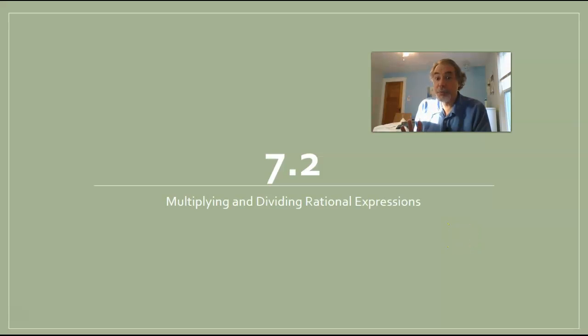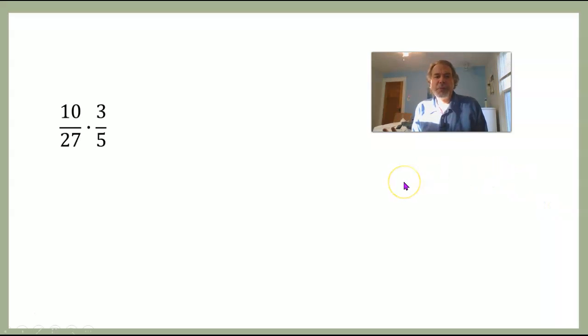Let's do some multiplying and dividing rational expressions. First, multiplying. How do you multiply fractions? Like, what if you need to multiply 10/27 times 3/5? Well, multiplying fractions is one of the easiest things you can do with them, because you just multiply together the numerators and you multiply together the denominators. Just multiply right straight across.